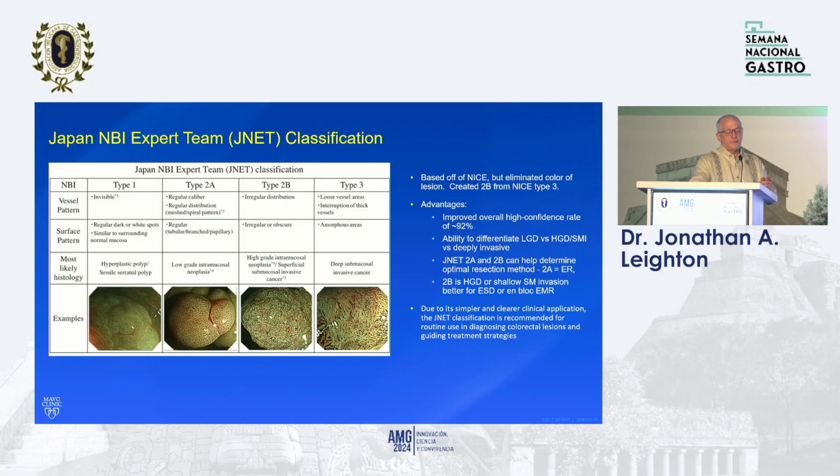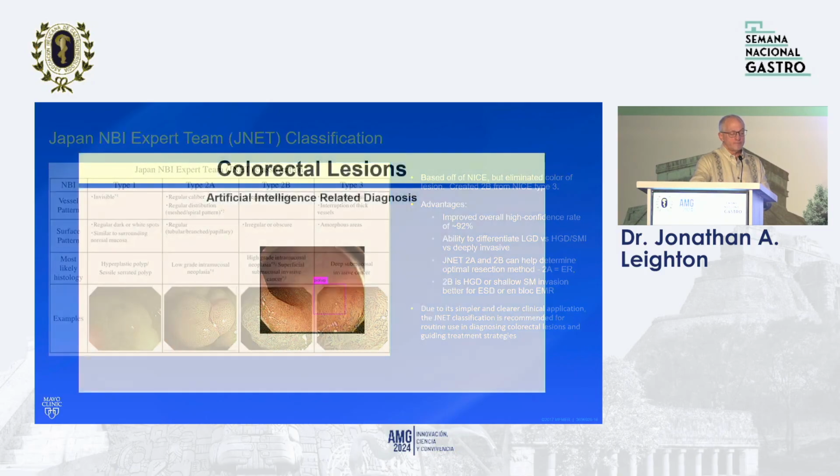And the reason for that is that it created a 2B from the NICE classification of type 3. The advantage is that it improves the overall high confidence rate of predicting submucosal invasion, and it's able to differentiate low grade from high grade mucosal invasion versus deeply invasive. And so it can determine whether or not you do EMR versus en bloc resection.